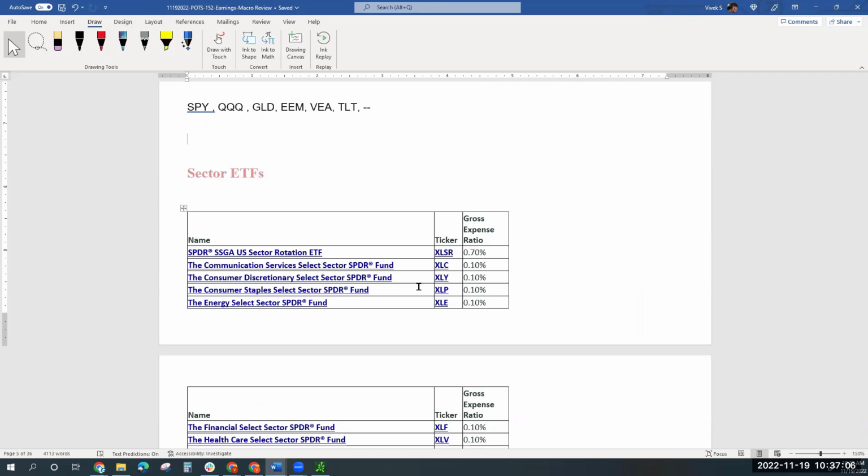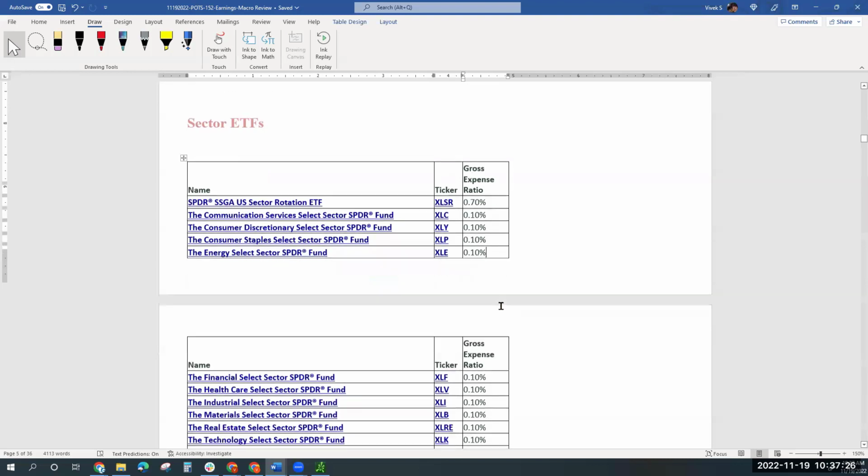I don't have much expertise in analyzing the energy industry, right? I feel good on the tech side. Energy side, not that great. So if I'm looking for my energy investment, it is XLE. Looking at the expense ratio, it's like 0.1%.